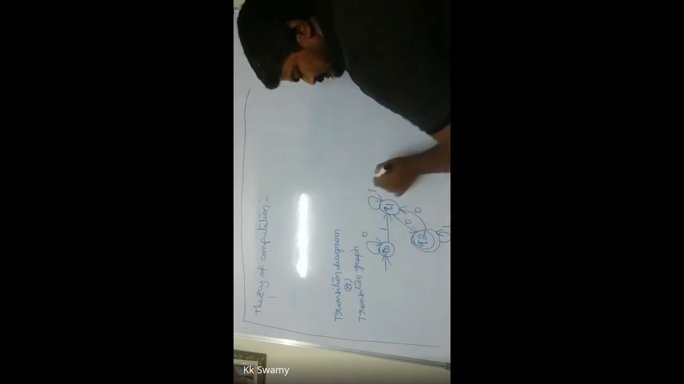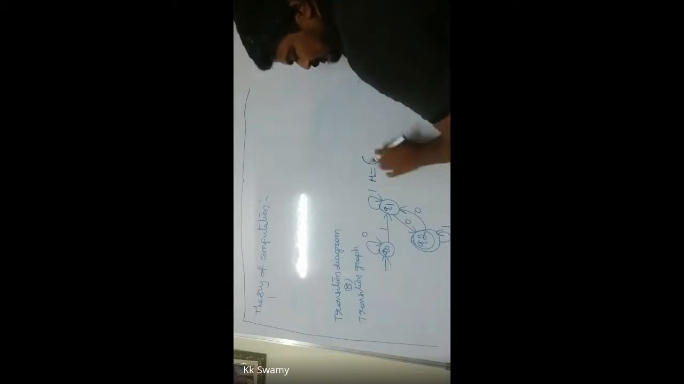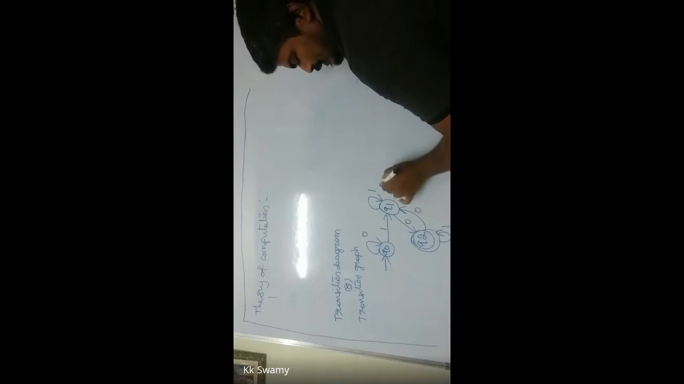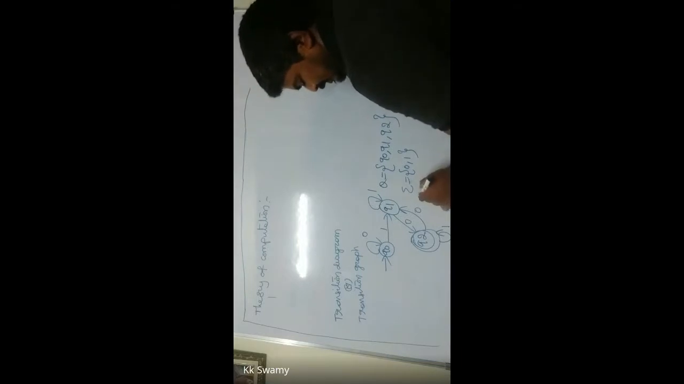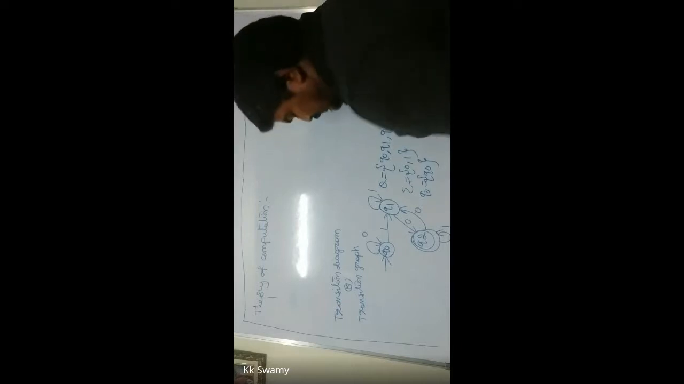This is an example of an automata diagram. How many states are there here? Three states. If I want to explain the M format, Q means the set of states, Q0, Q1, and Q2. Sigma means the symbols on the edges, which are 0, 1. Next, the initial state is Q naught only.